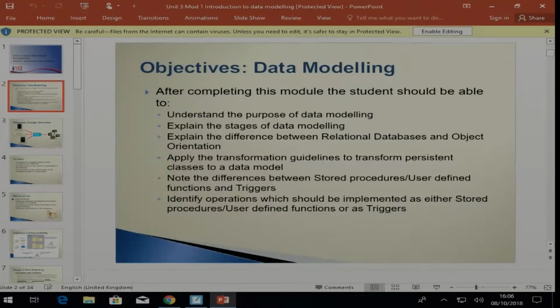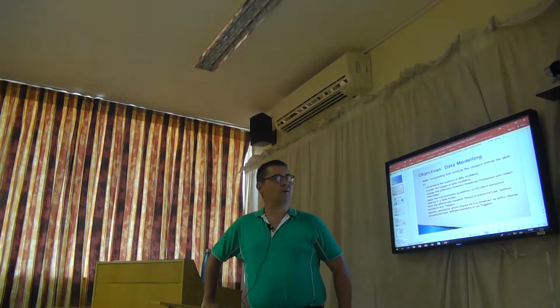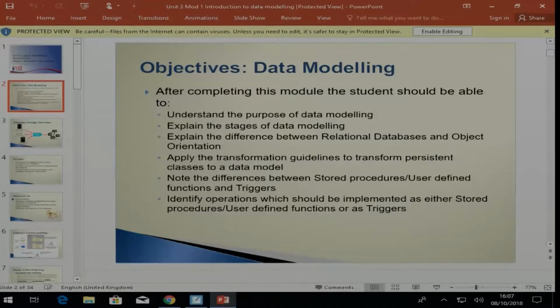You will see the objectives of data modeling is to quickly understand the purpose of data modeling, the different stages of data modeling, and then we're going to also look at the difference between the relational databases and object orientation. Then we look at the transformation guidelines and how do we go from classes to a data model. Then we're going to look at stored procedures, user-defined functions and triggers, identifying operations which should be implemented as either stored procedures or triggers.